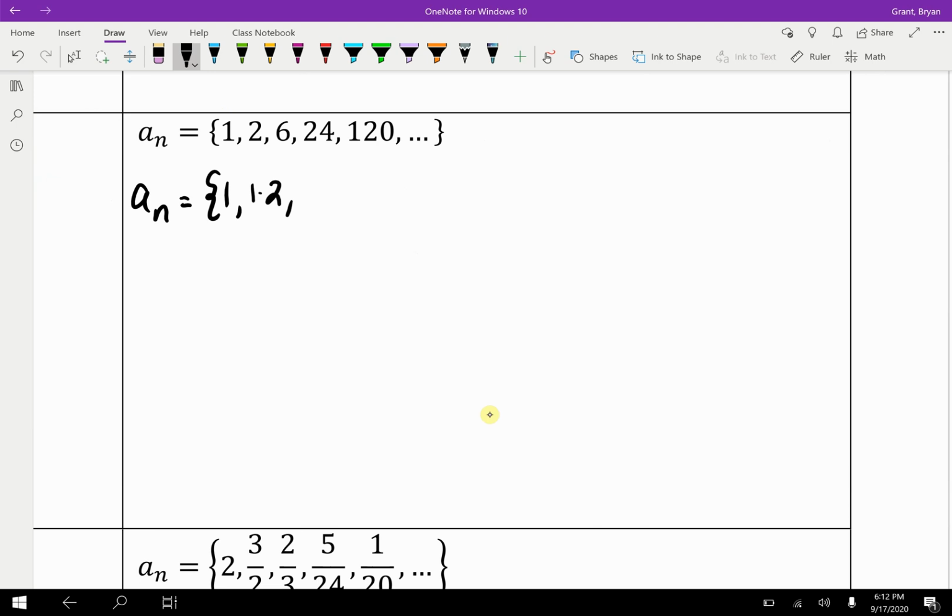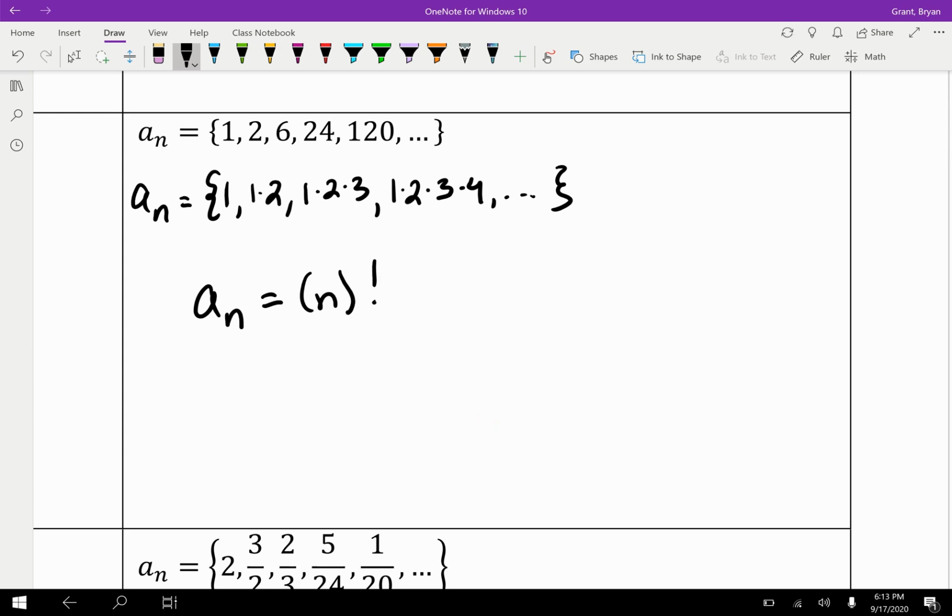How do we get to 6? Well, we take 1, we had to multiply by 2, and then you have to multiply by 3. How do we get to 24? Well, we start at 1, we multiply by 2 to get us to 2, by 3 to get us to 6, by 4 to get us to 24. Do we see what's happening here? Oh yeah, these are factorials. And I think then that my answer is just going to be n factorial.